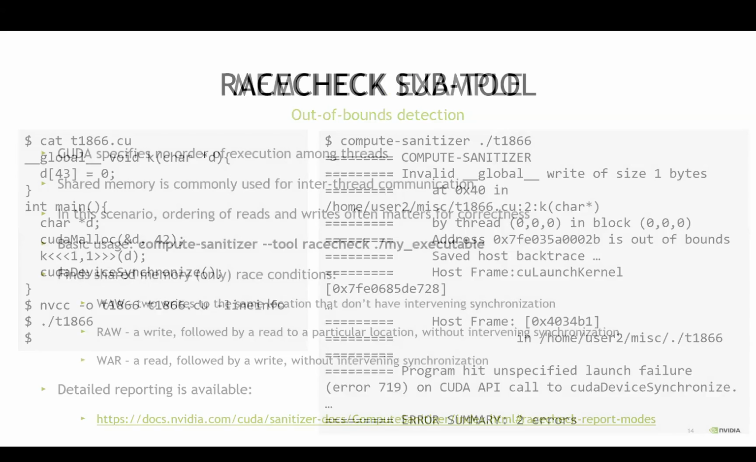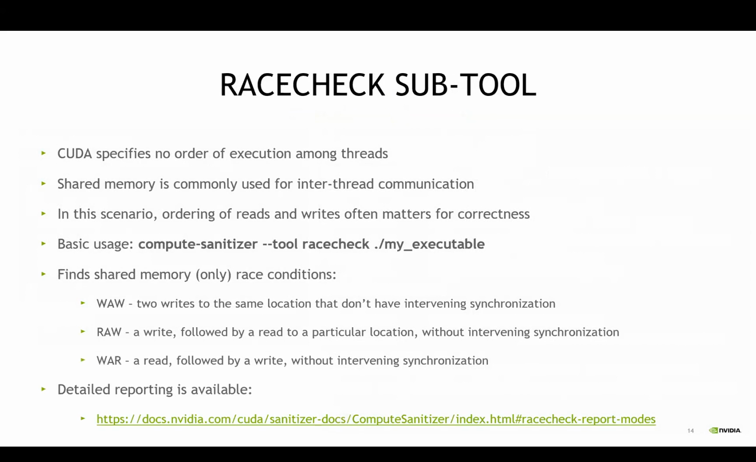Okay, let's go on. Let's talk about the race check tool. So the race check tool is used, as we talked about, to detect shared memory race conditions. And it's important for us to remind ourselves that CUDA specifies no order of execution among threads. Now, you can impose order with things like sync threads, but if you don't use explicit mechanisms, CUDA specifies no order of execution. One thread can race ahead of another, okay?